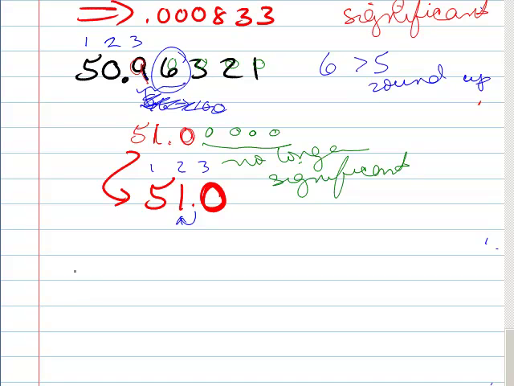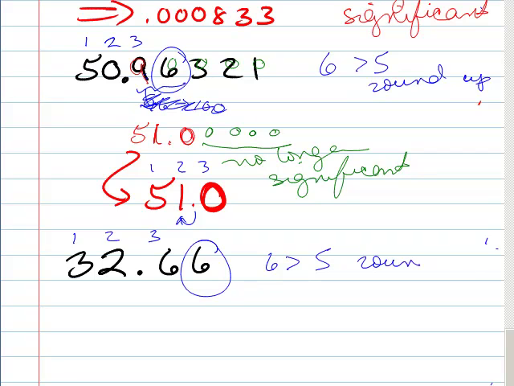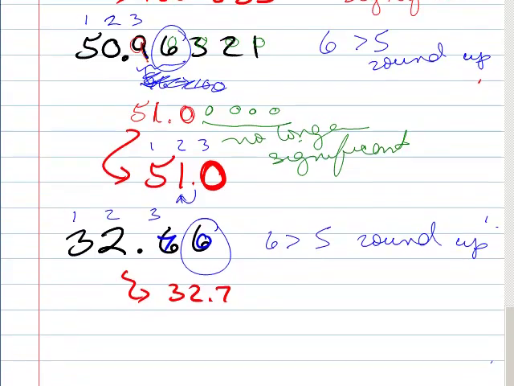Now where this gets kind of weird is in engineering, we get really picky about what happens if it's a 5. So say we had 32.66. When we look at this kind of problem, we're going to count our significant digits. 1, 2, 3. The 6 is greater than 5, so we're going to round up. So the 6 becomes a 7, and everything else is a 0. So our rounded value is going to be 32.7.